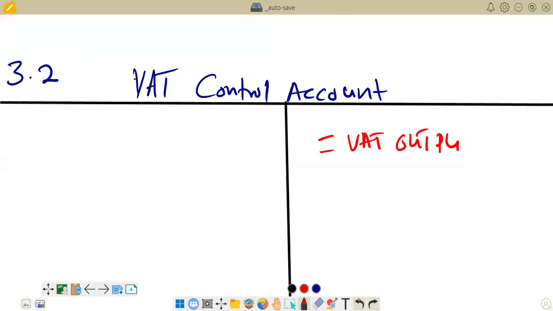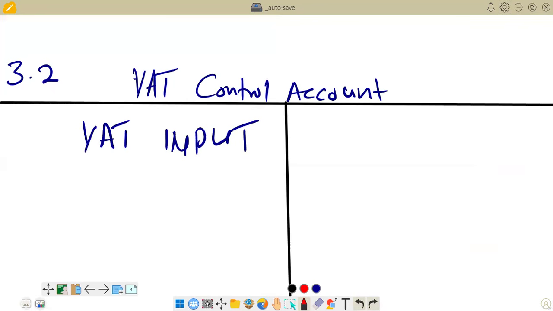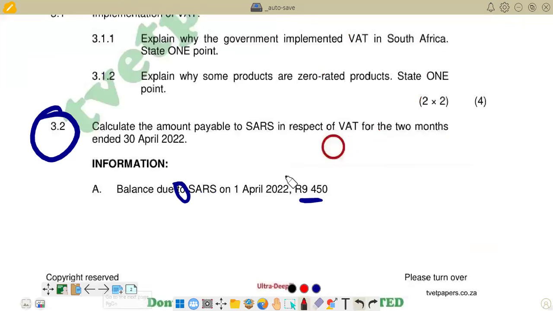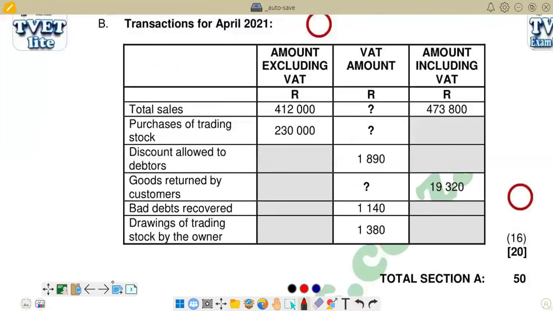So let's go back and see the opening balance that you are given. If you come back to the beginning of the question, remember, this is the figure that we have at the beginning. It's an amount due to SARS. When it's due to SARS, it means it's going to start on the credit side of the VAT control. So we go there and put it as it is on the credit side of the VAT control.